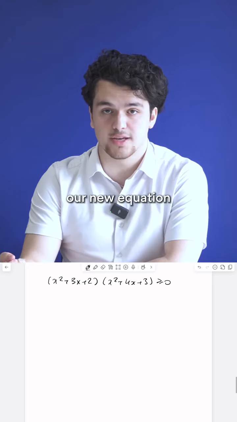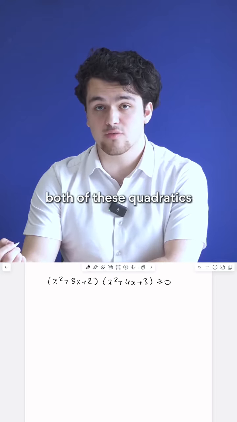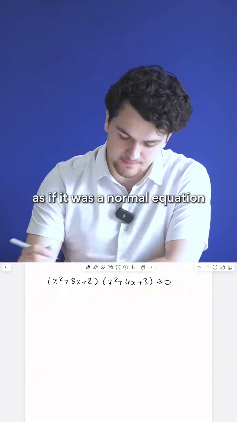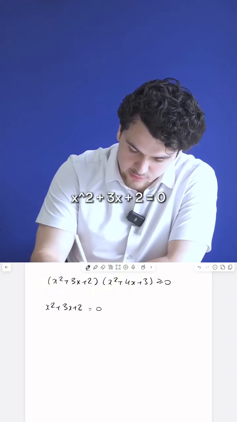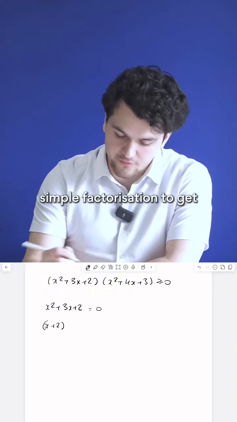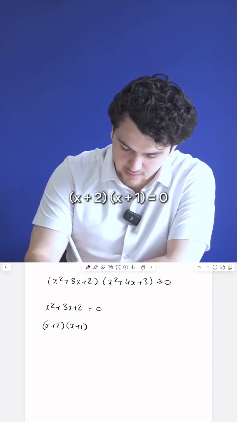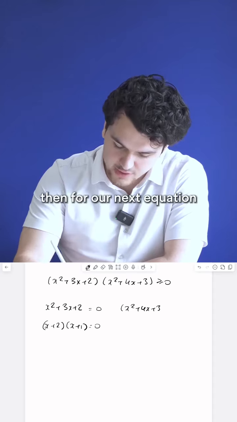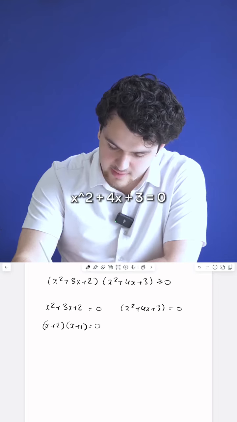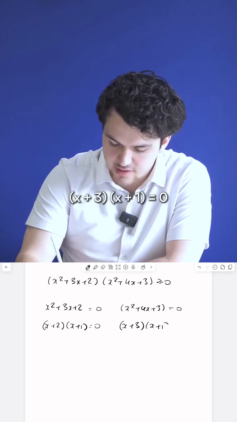Now that we have our new equation, our next step is to solve both of these quadratics as if it was a normal equation. So here we have x squared plus 3x plus 2 is equal to 0. Here we can do some simple factorization to get x plus 2 times x plus 1. Then for our next equation, x squared plus 4x plus 3 is equal to 0, which can be factorized to x plus 3 and x plus 1.